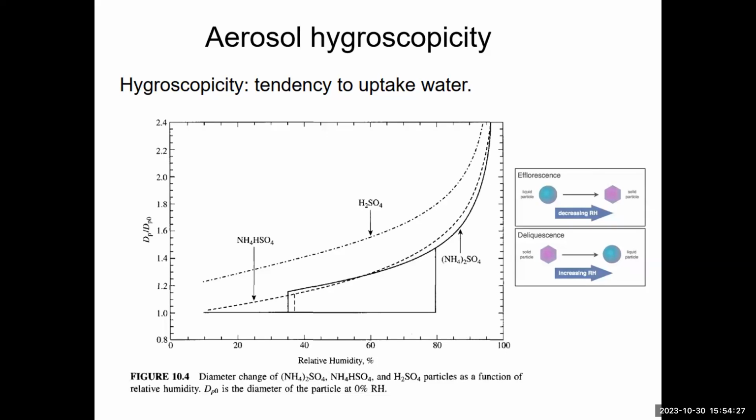For example, sodium chloride or any of the salt particles will show these. It is actually the organic particles that don't show this type of feature. And some of the inorganic particles don't show this feature either. For example, the sulfuric acid, you don't really see a deliquescence or efflorescence. For the ammonium bisulfate, I think it kind of shows an efflorescence point, but doesn't have the deliquescence point.